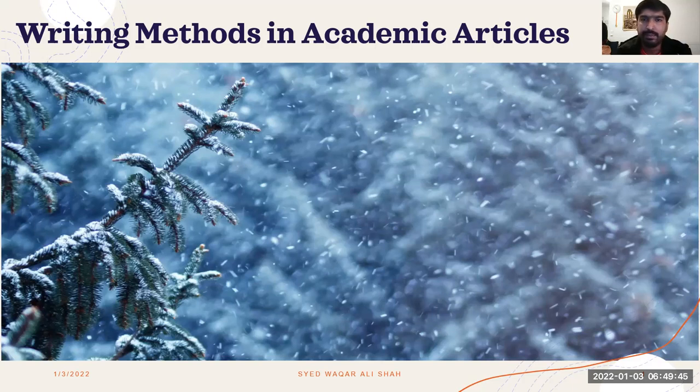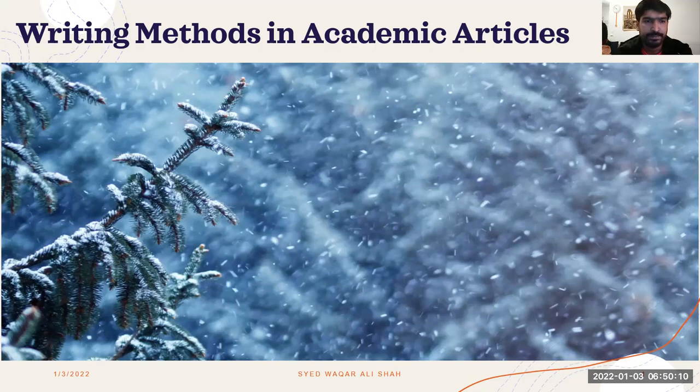Method is a very important part of academic articles. I would say that it is a kind of skeleton on which your entire article is based. So it's very important to have a strong methodological part in your academic article, because it gives a clear impression to the readers of how you have actually conducted your entire research inquiry.